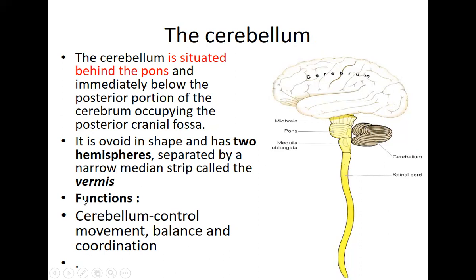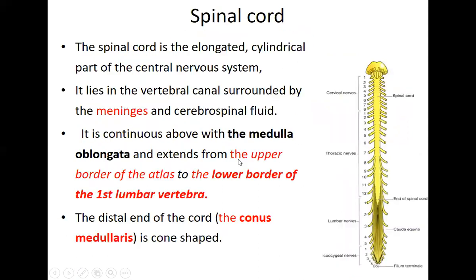So what is the function of this cerebellum? The cerebellum controls movement, balance as well as coordination. Very important function. One is balance. If you stand upright, this is because the cerebellum is intact. Then coordinated movements like fine movements, fine drawing, painting, and touching something with a finger. All these controlled movements are done by the cerebellum. So the cerebellum plays a very important role.